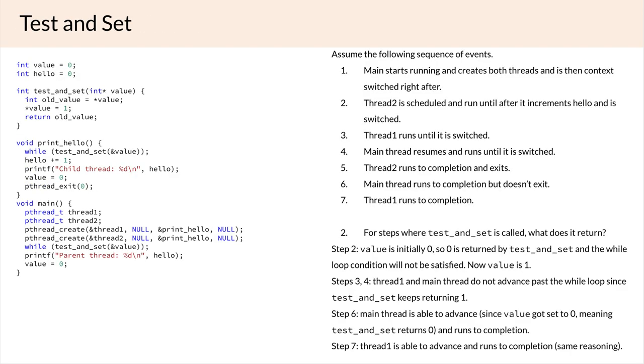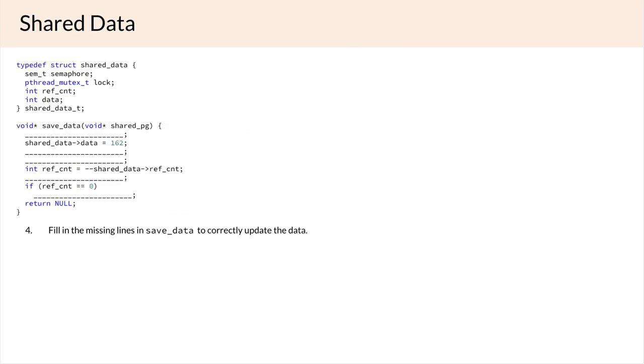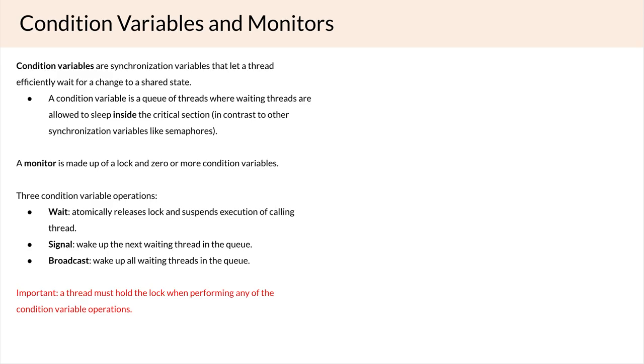And yeah, I'm going to skip just to condition variables. The rest of this is mostly filmed. Okay, so condition variables. These are arguably a bit more complex than semaphores and locks, although locks are involved and semaphores are technically involved. But condition variables are synchronization variables that let a thread wait for a change to a shared state.